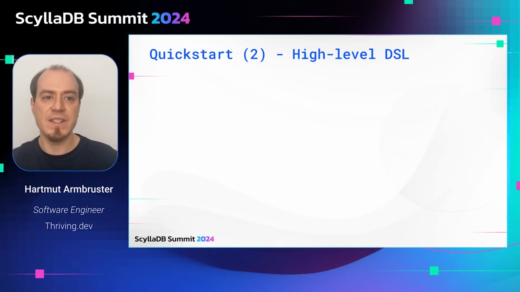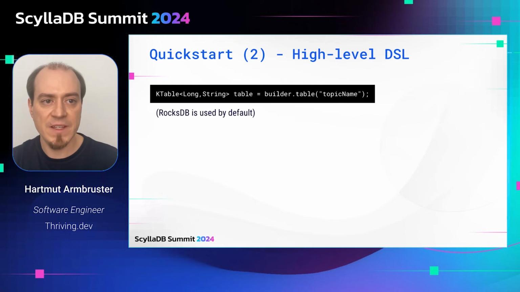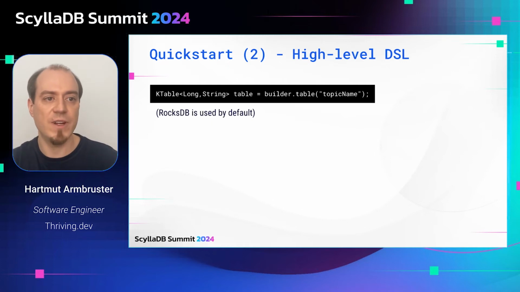Next, as an example, using the high-level DSL, here's the most basic example of defining a KTable, a Kafka Streams high-level entity, through the streams builder .table and the topic name. If you do this by default, under the hood, RocksDB is used as a state store as the basis for your KTable.